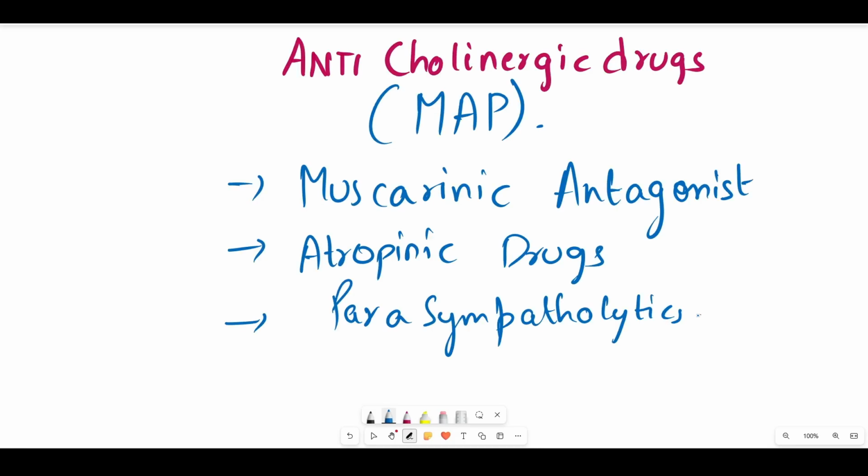So these anticholinergic drugs have some alternative names. All three alternative names can be easily remembered with MAP, where M means muscarinic antagonist, A means atropinic drugs, P means parasympatholytics. So, anticholinergic drugs are also called muscarinic antagonists or atropinic drugs or parasympatholytics.